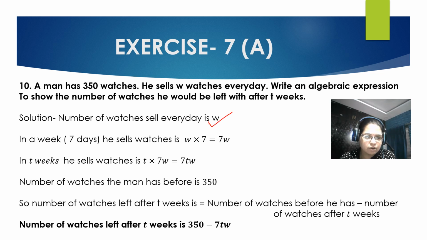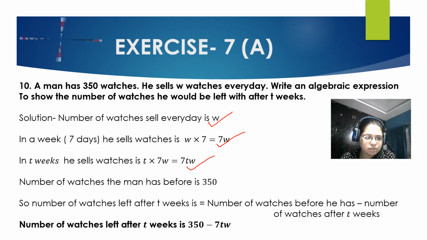A week has 7 days. So in a week he sells 7W watches, that is W multiplied by 7. In t weeks he sells t multiplied by 7W, that is 7tW watches.